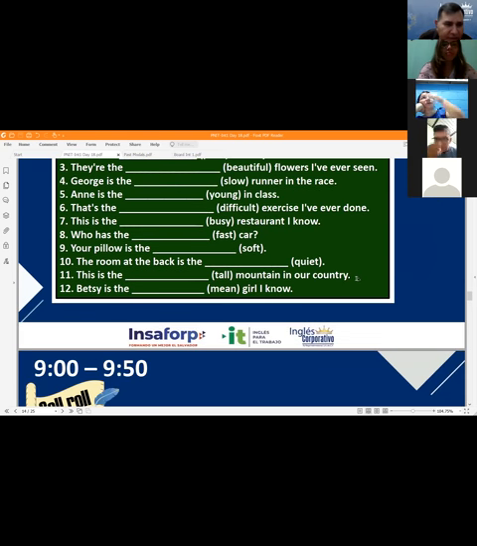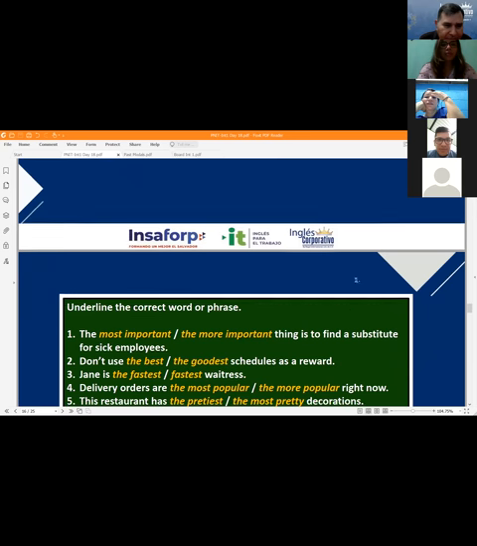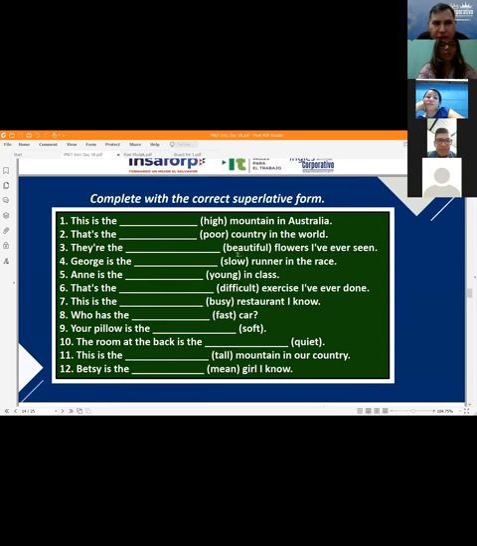One exercise to finish this part, and then we get to the other. Okay. Let's see, how did you complete number one? Because this was homework. How did you complete it? This is the what? The most highest. This is the highest. Uh-huh. Sorry. Don't worry. It's short. The highest mountain in Australia. That's the one syllable. Poorest. Okay, this is the poorest country in the world.